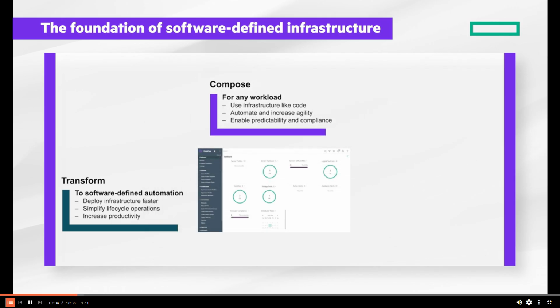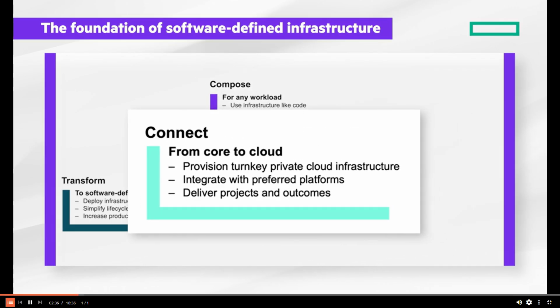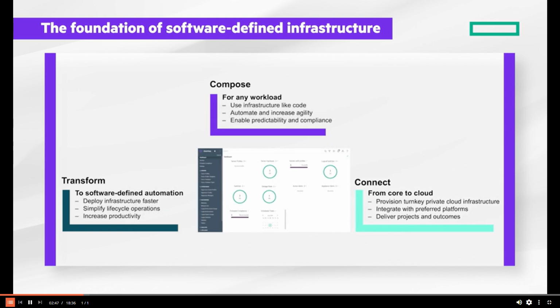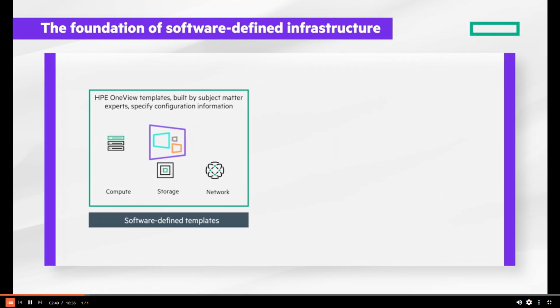And HPE OneView enables IT organizations the ability to connect their software-defined infrastructure from core to cloud by provisioning turnkey private cloud infrastructure with a diverse partner ecosystem. Compute, storage and networks can all be configured, managed and monitored, simplifying the lifecycle management across the entire infrastructure.